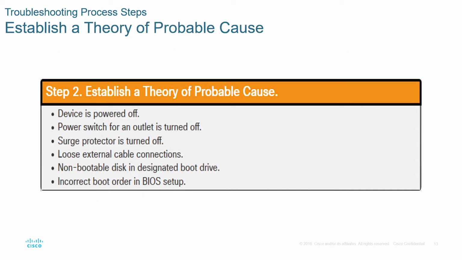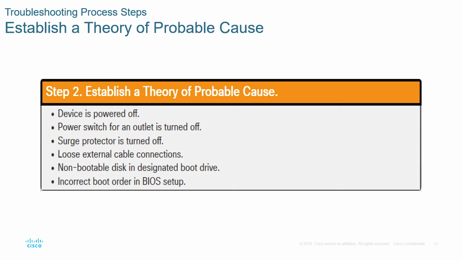Step number two, after you move out of step number one, you go to step number two. After you identify the problem, you establish a theory. All right? So you may have a certain problem, but that problem specifically may be caused by many issues. Okay? One problem may be caused by many causes. And a way to establish a theory for this probable cause is you check if the device is powered off, or the power switch for an outlet is turned off, check all of this, okay? Make sure you have proper power coming into the computer.